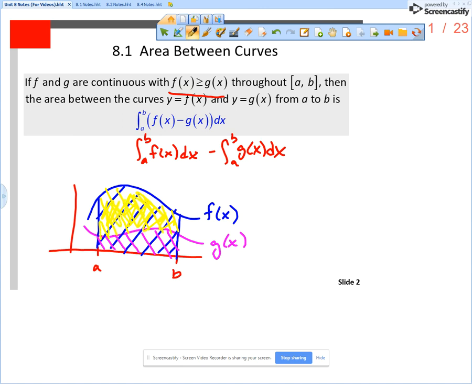Now, the key here is making sure we actually know what the graph of each item looks like. We're also going to have to use our calculator some, because for some of them we are not able to get the graph without our calculator, or we're not able to find out where a and b are. So we've got a couple examples here. Let's go on to slide number 3.